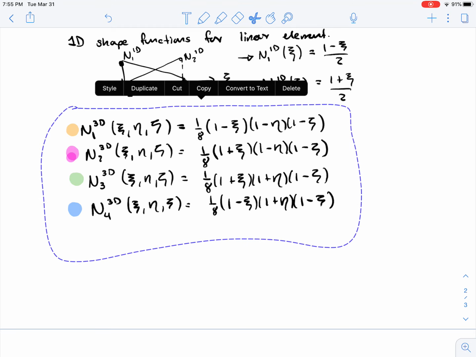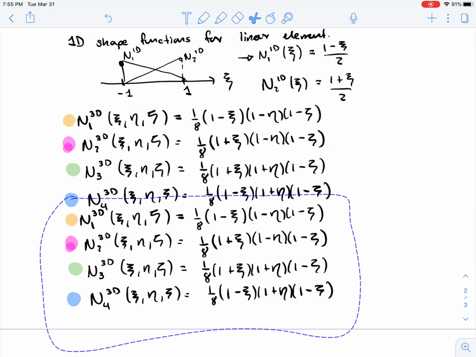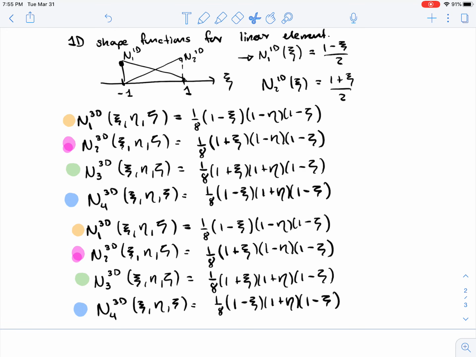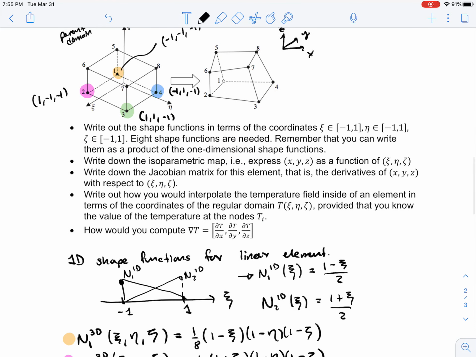And then I'm going to spare you the entire process. The other shape functions look kind of the same. Let me move this up a little bit. They look kind of the same, but the only difference is going to be the last. So these are all going to have plus. So those are the 8 shape functions in terms of psi, eta, zeta.